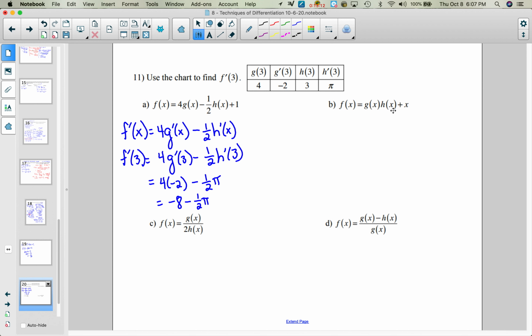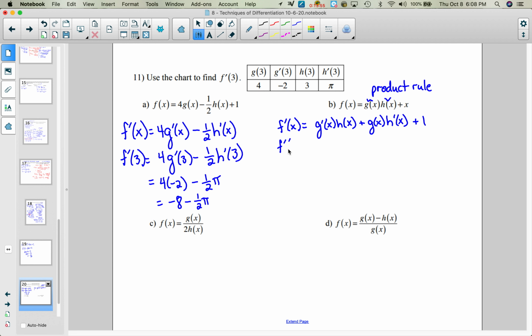Now I have g of x times h of x. Well, that's a product. I'm going to have to use the product rule here, so that makes this one a little tougher. So to get f prime of x, using the product rule, this is u and this is v. So when you do u prime v, it's g prime of x times h of x. That's the u prime v, plus, and then you do u v prime, so you get g of x times h prime of x. Now I'm done with the product rule. But I also have this plus x, so that's going to be a +1 because the derivative of x with respect to x is 1.